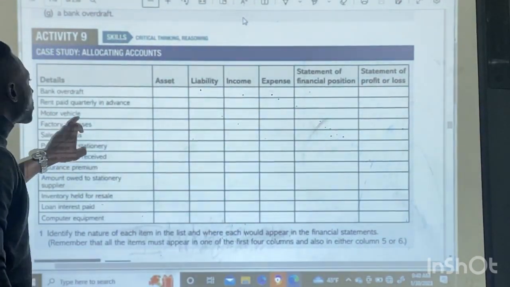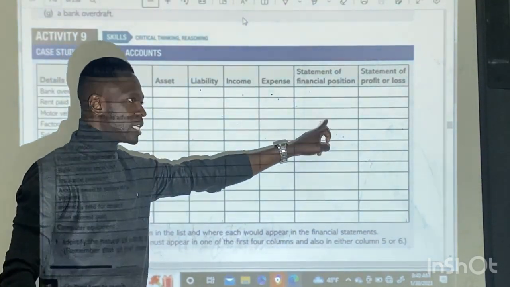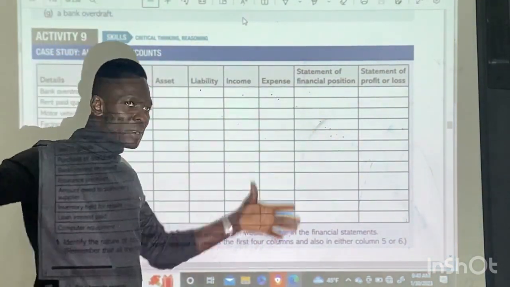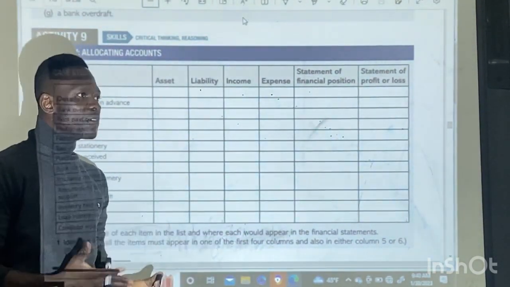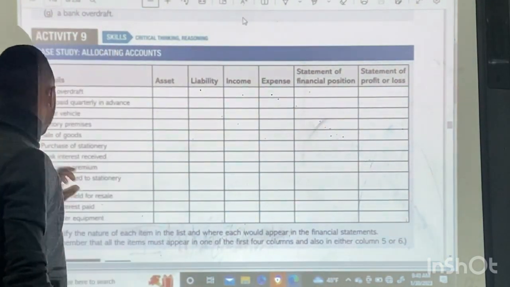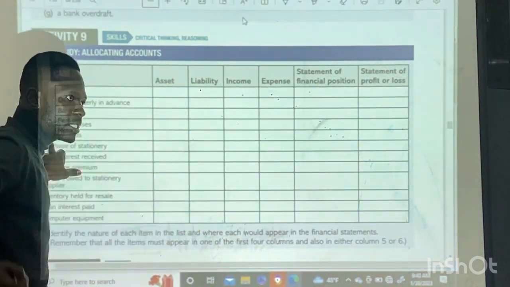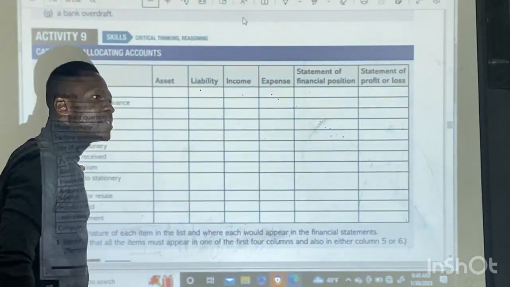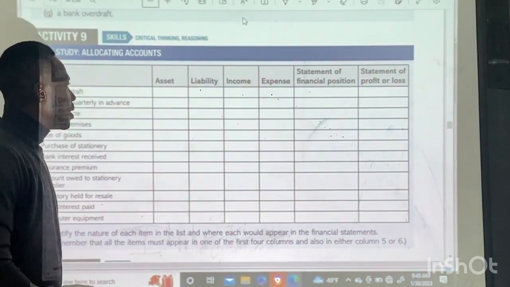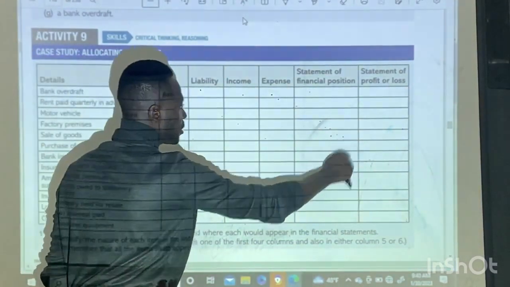The third one, motor vehicle. Motor vehicle is an asset and it will be recorded in the statement of financial position. The fourth one, factory premises. We're talking about the premises of the business. So the premises of the business is also an asset and it will be recorded in what? Statement of financial position. This isn't a statement of profit or loss. Factory, motor vehicle, premises, the building, the surroundings of the business, it's an asset. Then we have sale of goods. You sold goods. It's what? An income for the business and the statement of profit or loss.